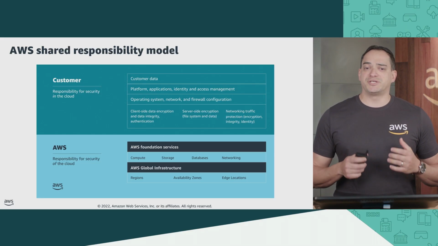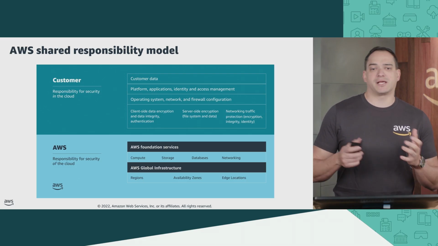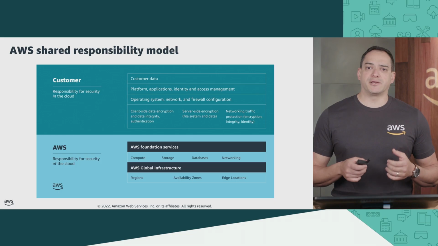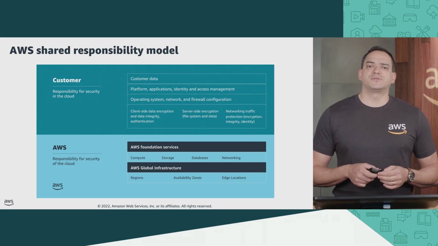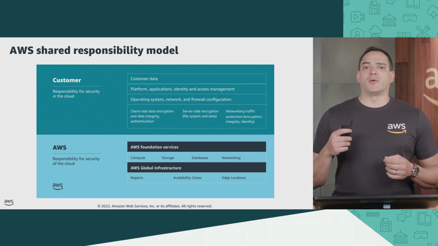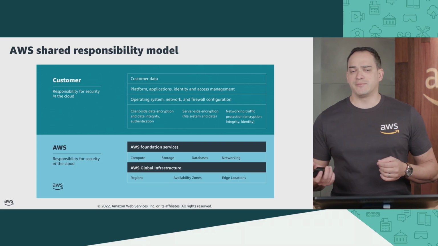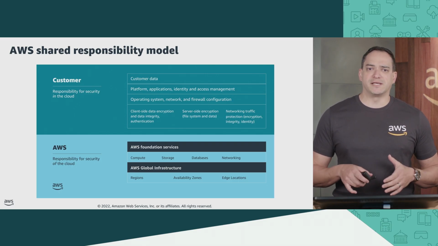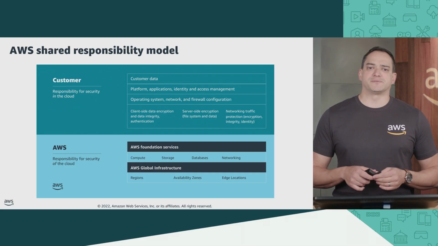This video covers the shared responsibility model. Security and compliance are shared responsibilities between AWS and customers. AWS operates, manages, and controls security of the cloud. This responsibility includes securing components from the host operating system and virtualization layer down to the physical security of the facilities where the service operates.